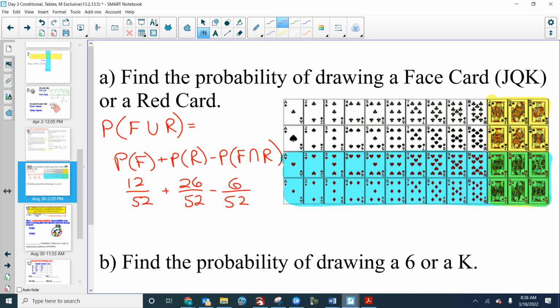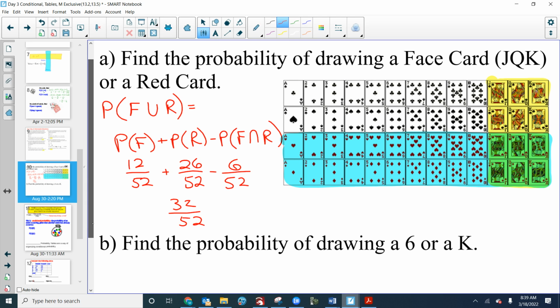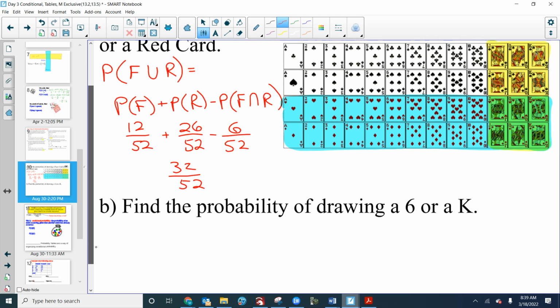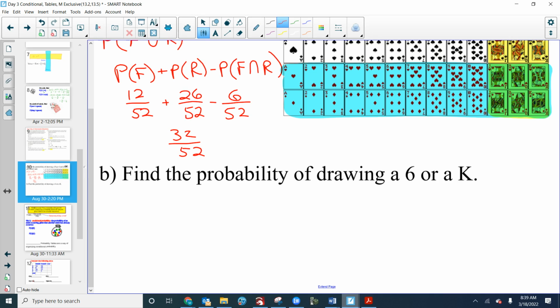All right, so remember, when we have fractions, we have common denominators. We add the numerators. We have 12 plus 26 minus 6. What is that? 32. Good. 32 out of 52. For the sake of time, I'll let you reduce that and find the percentages on your own. We're good at that now. Next one.